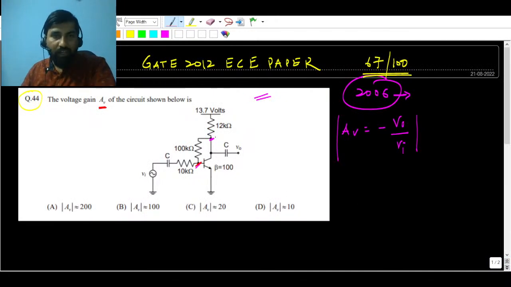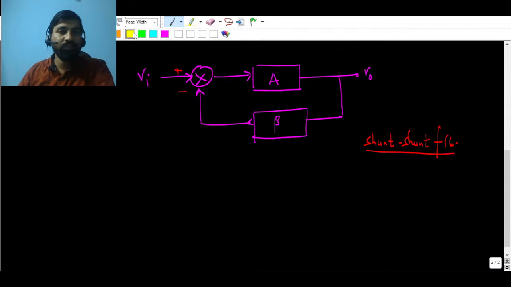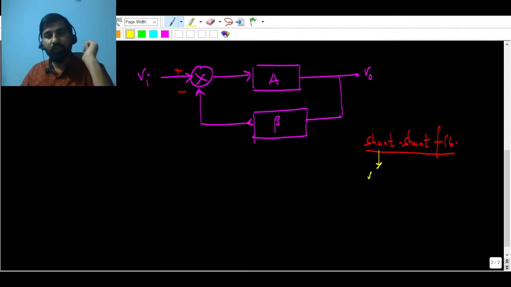First of all, identify what kind of feedback they have given here. As far as this feedback is concerned, the 100 kilo ohm resistor is connected between base and collector, so this is shunt at the input, and this is also shunt. So they have given shunt feedback. What does it mean? Shunt means the input resistance will be low, and the output resistance will also be low.